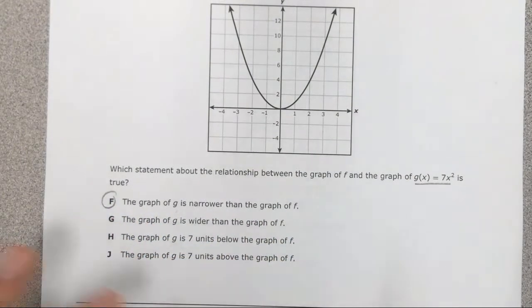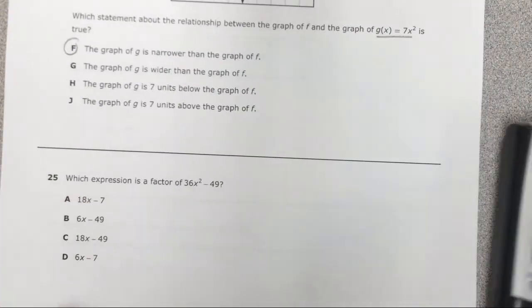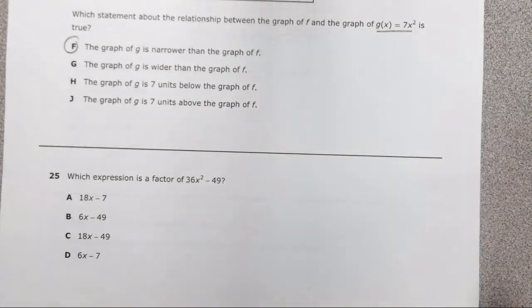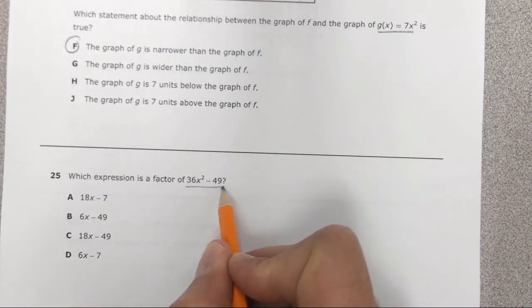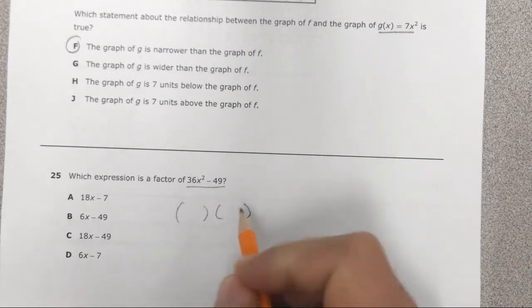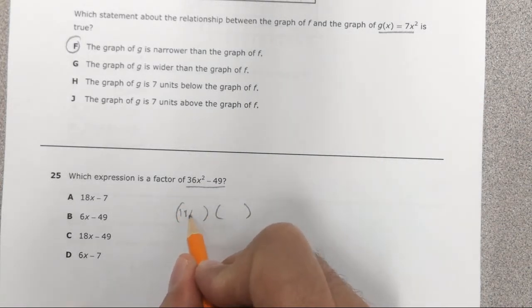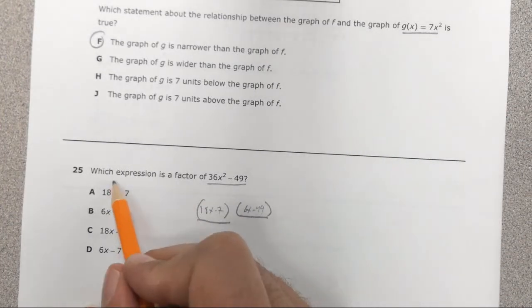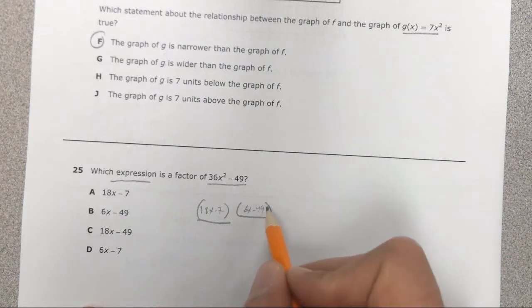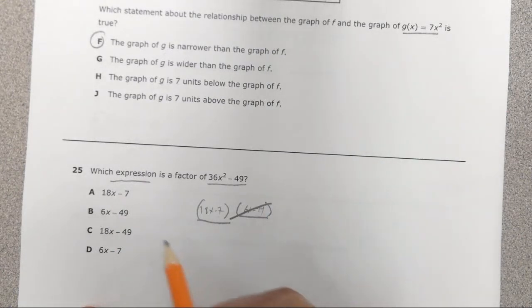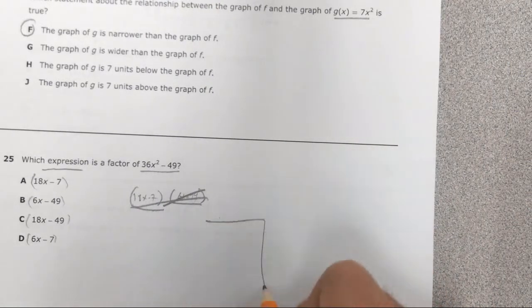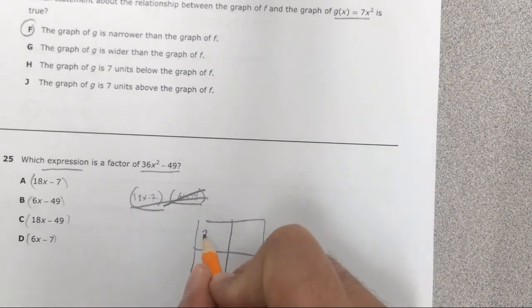Okay, 25. Which expression is a factor? Now in this case, we can't use the calculator. The reason for that is because when you factor a quadratic expression, you get two expressions, like 18x minus 7 and 6x minus 49. See how you get two of them? In this case, they asked us which one out of those two it is. So we can't check to see if they're equivalent because one of them is missing. They only give us one of these parentheses right there, one factor. In this case, you have to do this one by hand. So do the box method. This is the only time I would say to use the box method.